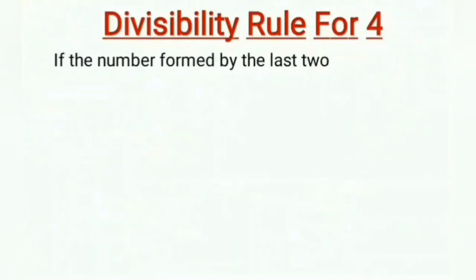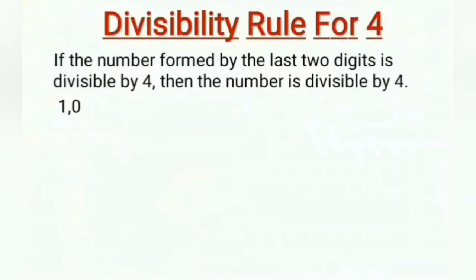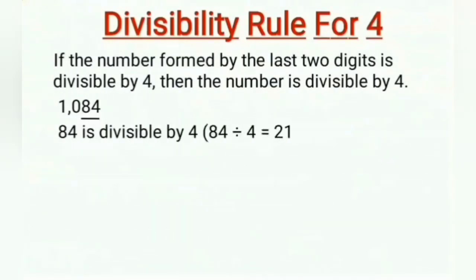Divisibility test for number 4. If the number formed by the last two digits is divisible by 4, then the whole number is also divisible by 4. Let's see an example, 1084. Here the last two digits are 8 and 4. So the number becomes 84. 84 is divisible by 4. So 1084 is also divisible by 4.